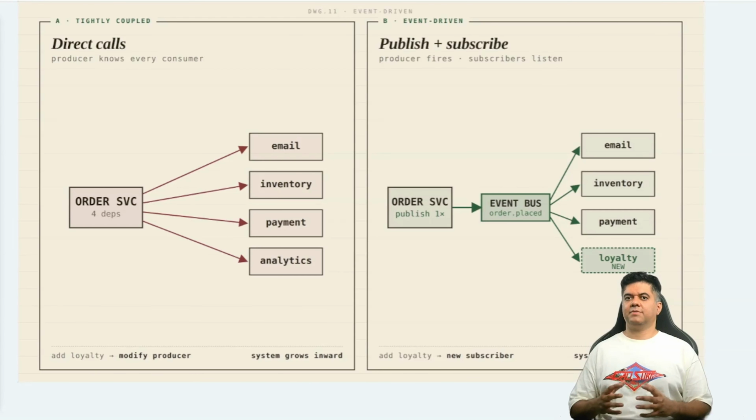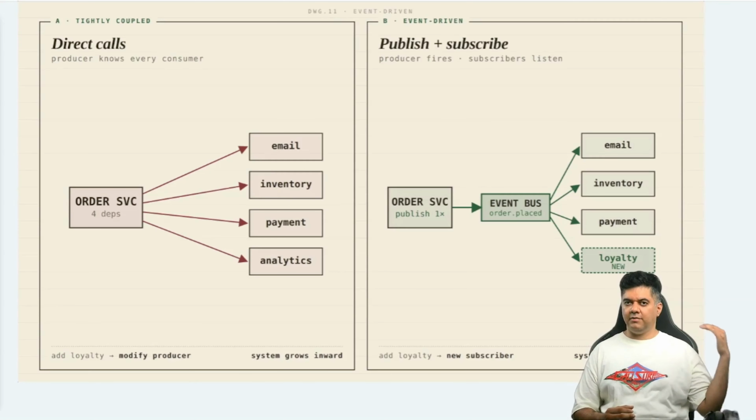The email service can subscribe to that event and send the email. The inventory service can subscribe to that event and update its stocks. The payment service can subscribe to that event and charge the user, and so on. That's the extensibility win. So that's highly extendable. New behavior is added by just adding new consumers, and you don't have to modify the producer at all.